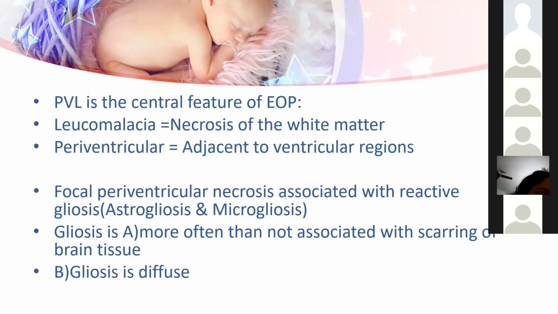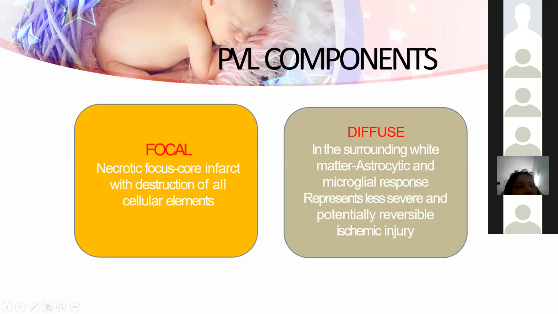Another couple of things that I need to make a mention of when I speak about gliosis is, whenever gliosis is happening as a reaction to a necrosis, 2 things happen. Gliosis is more often than not associated with scarring of the brain tissue. Second thing is gliosis is usually diffuse. So if you look at it, PVL has 2 components. One is necrosis, which is usually focal, and then you have a diffuse component, which is a diffuse gliosis.